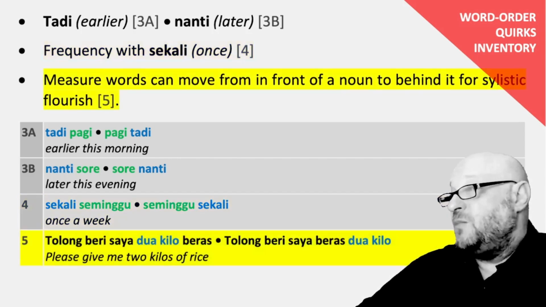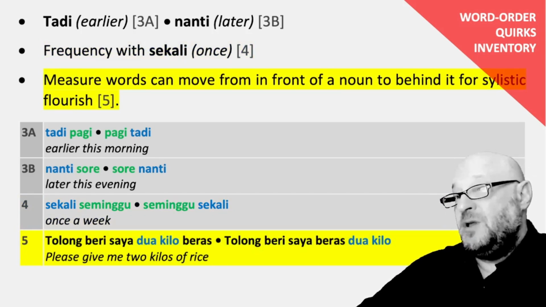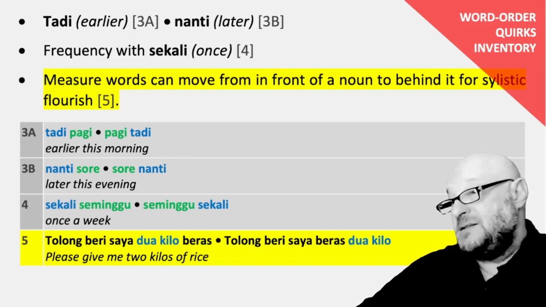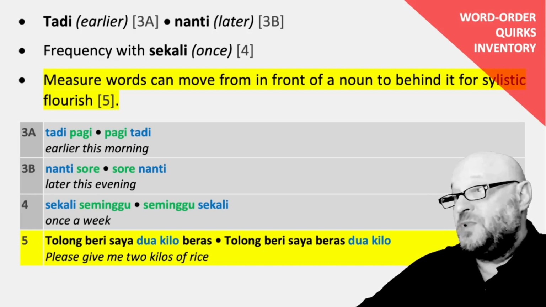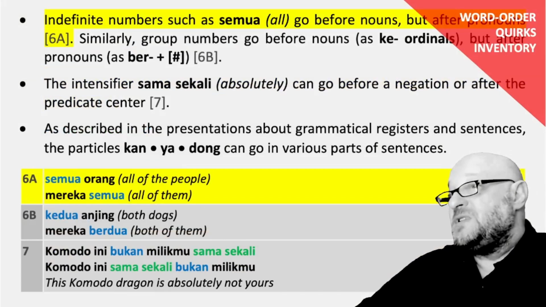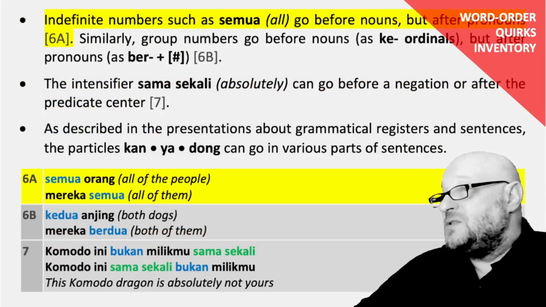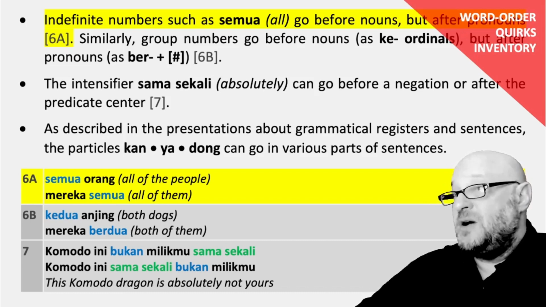Measure words can move from in front of a noun to behind it for stylistic flourish. In example 5, tolong beri saya 2 kilo beras, the regular structure, can be reworked as tolong beri saya beras 2 kilo. Please give me 2 kilos of rice. Indefinite numbers such as semua go before nouns but after pronouns. Example 6a, you say semua orang, all of the people, or mereka semua, all of them.